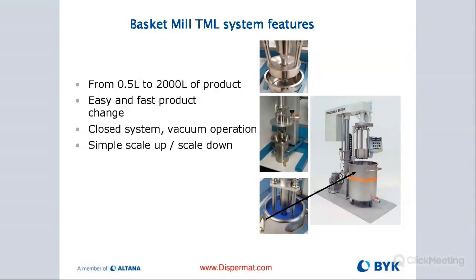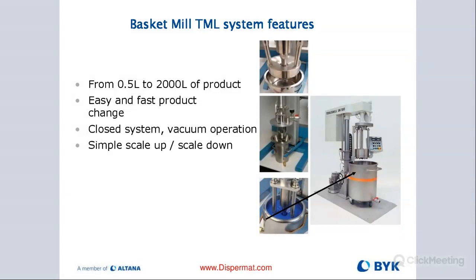Then we can go into manufacturing. We can go all the way up to 2,000 liters of material. Very quick product change. We have what's called a quick change system, QCS, for manufacturing, where we can go very quickly from one basket to another basket. So if you're running multiple color families, it's very quick and easy to replace that.